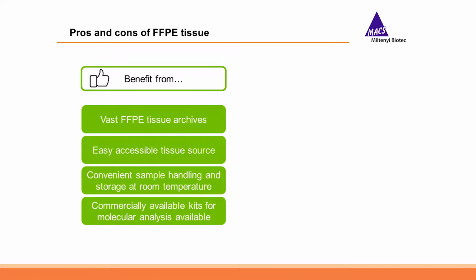Of course, on the pro side, you benefit from vast FFPE tissue archives. They're an easily accessible tissue source, so you can order them from biobanks, for example, or from a nearby hospital. It's very convenient sample handling and storage because you can work at room temperature. If you compare this to fresh tissue, where you have to work and ship on ice, for example, and within 1 or 2 days, this is not the case when it comes to FFPE tissue. And there are many commercially available kits on the market for the molecular analysis.